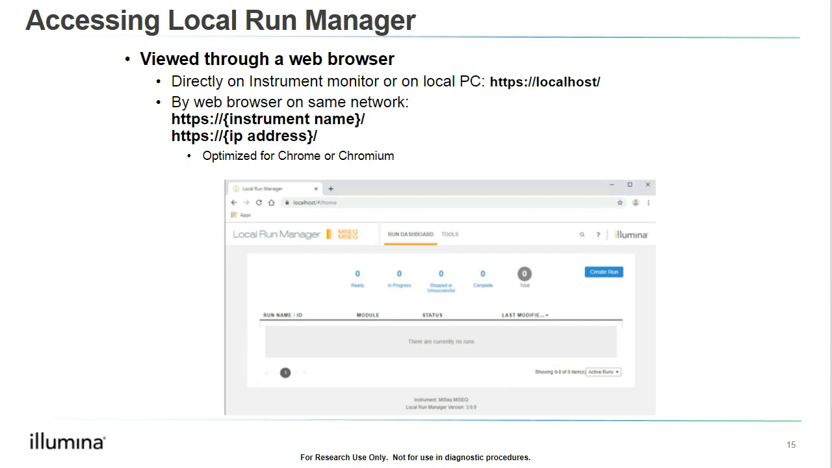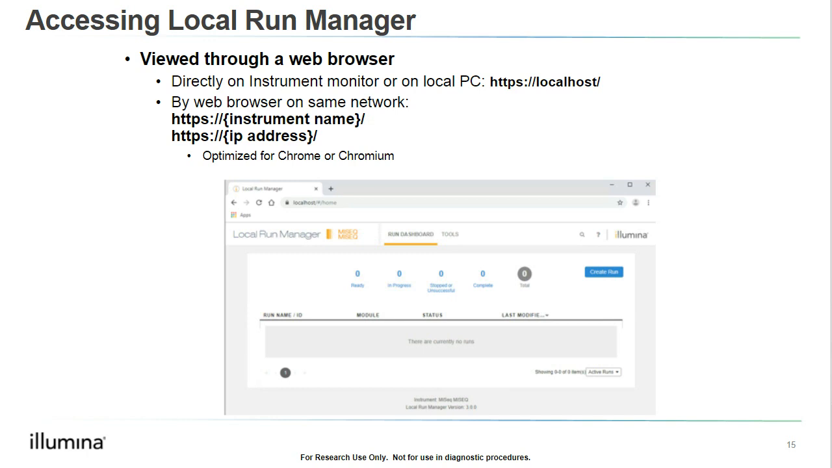You can also access the on-instrument interface through a web browser on the same network. So say if your instrument is in one room and you're in an office down the hallway, you can access the interface remotely to set up runs or look at results, either through the instrument name or using the IP address. The interface for this is optimized for Chrome or Chromium. It also works well with Firefox, but Internet Explorer is not recommended. You will usually see rendering problems with that.